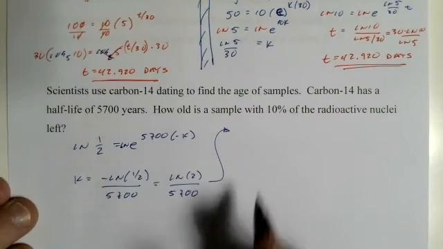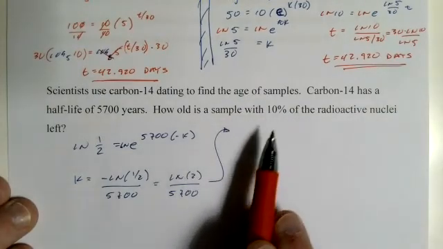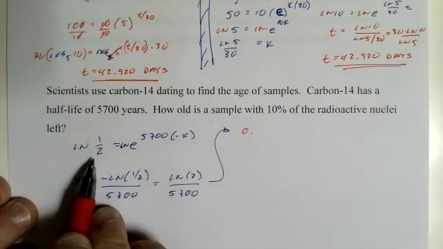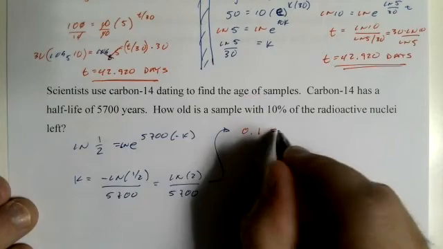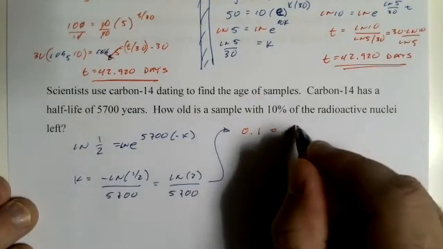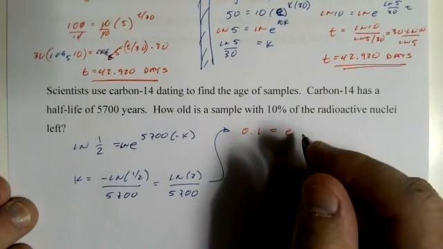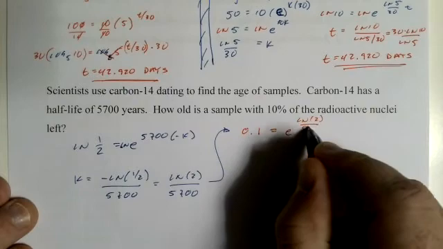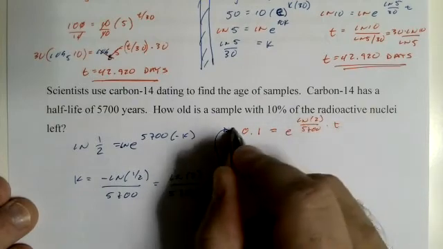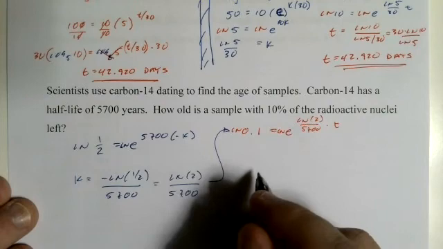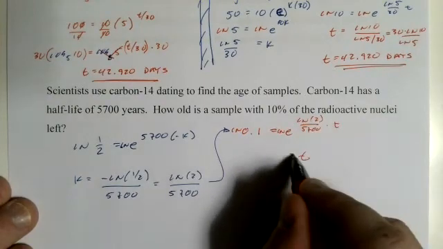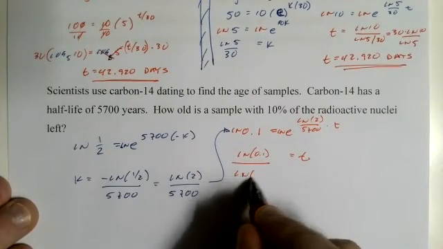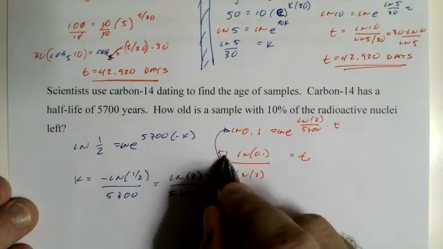Okay, 10% left. So original 100, now we have 10 pounds, 10 over 100 is 0.1. So you can do the same thing, just like 50% left. You get 0.1 equals e to the ln of 2 over 5,700 times t. Take ln, t equals ln 0.1 over ln of 2 over 5,700 times 5,700.